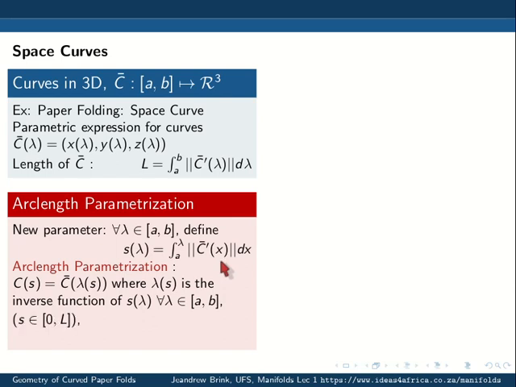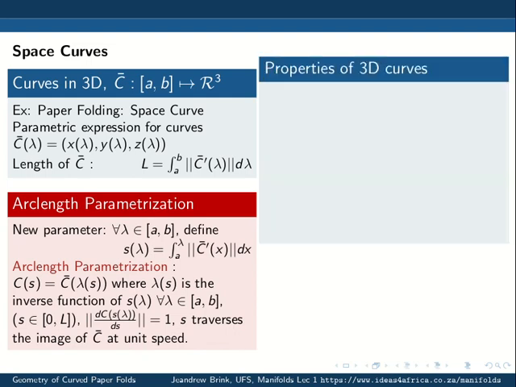Okay, so once again, S is in the interval from 0 to L, and this norm, dc/ds, is equal to 1. Okay, so making an arc length parameterization ensures that you always have a unit vector as a tangent vector. Okay, and then basically this parameter S traverses the image of the curve with unit speed. So very, very similar to what we did in 2 dimensions, except that we're going to get a little bit extra. Okay, so properties of 3D curves.